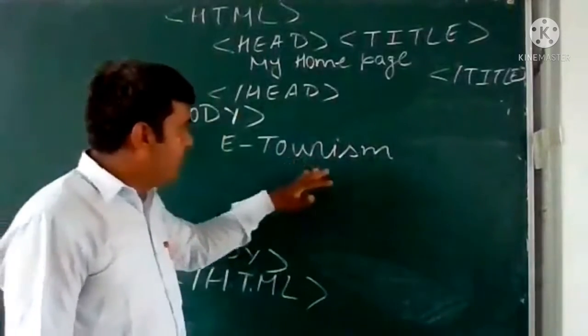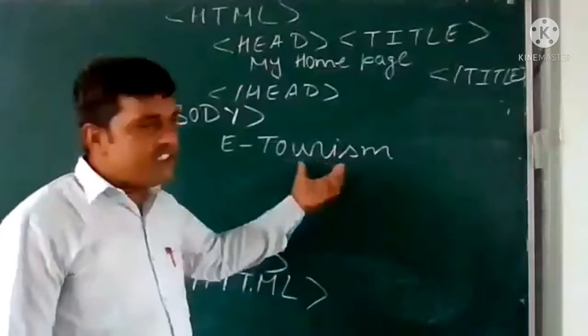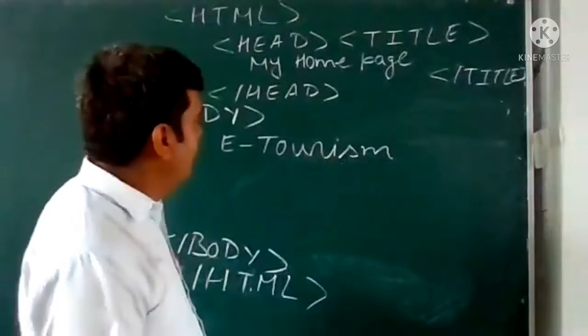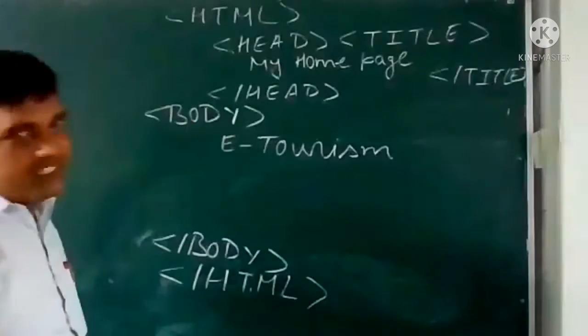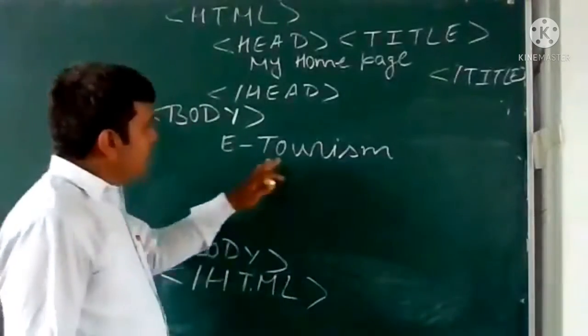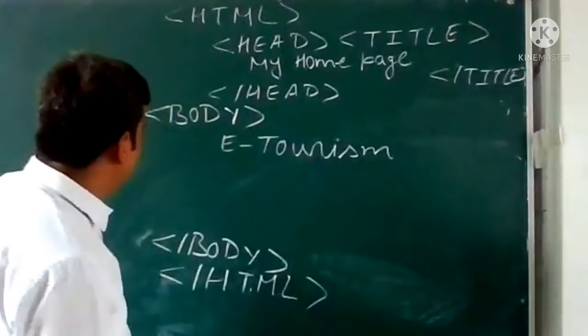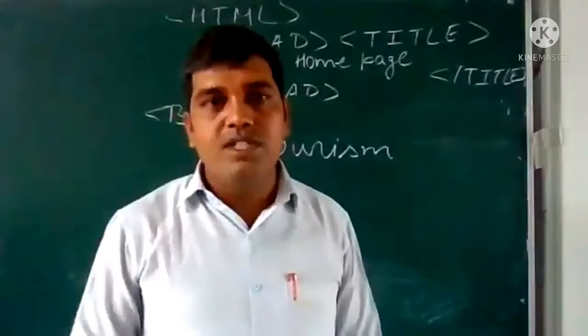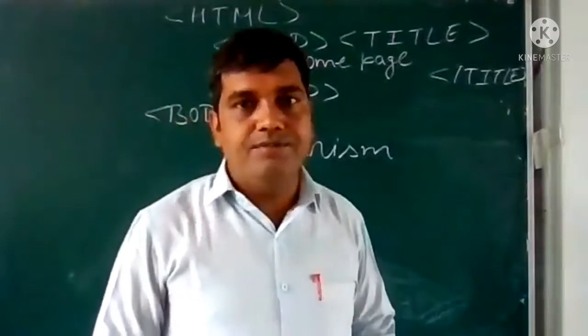So to write this content on the web page and to place it according to, by setting its font size, font color, so that its appearance will look nice on the web page, for that we are using some tags. So here, since e-tourism we want to make a title, we write it inside the heading tag. Heading levels are used from H1 to H6.